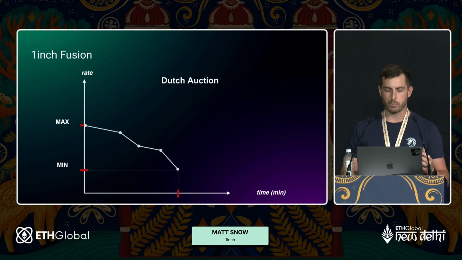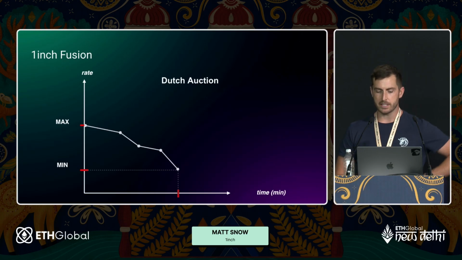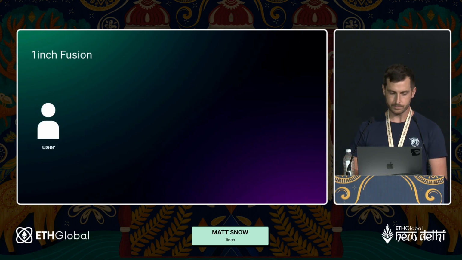And so here's a rough overview of what the Dutch auction looks like. On the y-axis, we have the rate. On the x-axis, we have the time. And as you see, there's a top left dot, which represents the starting price. Over time, it goes down, and each different dot is a different price, eventually ending up at the lower right-hand corner where the price is finalized and the order is filled.